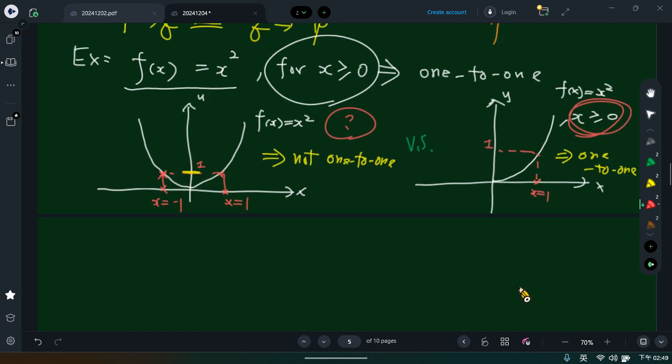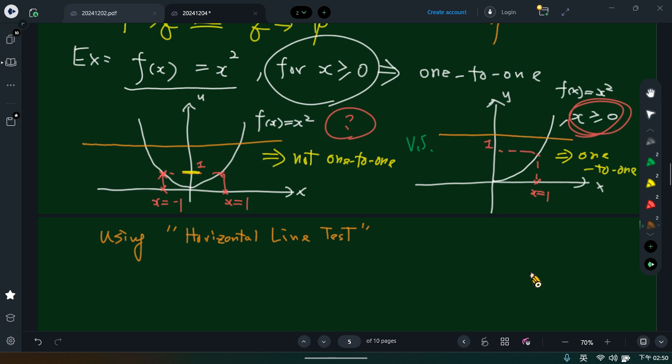So how can we make sure if it is a one-to-one function? You can use the horizontal line test. How to use the horizontal line test? You use a horizontal line to cross the curve. You can see here we have 2 intersections. So this is not one-to-one. But if you use a horizontal line to pass through the curve and there is just 1 intersection, then it will be one-to-one.